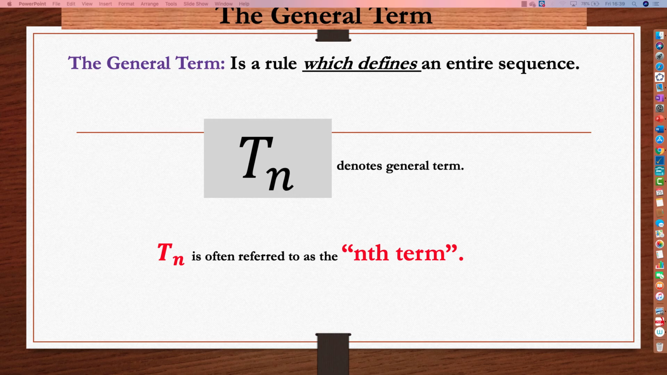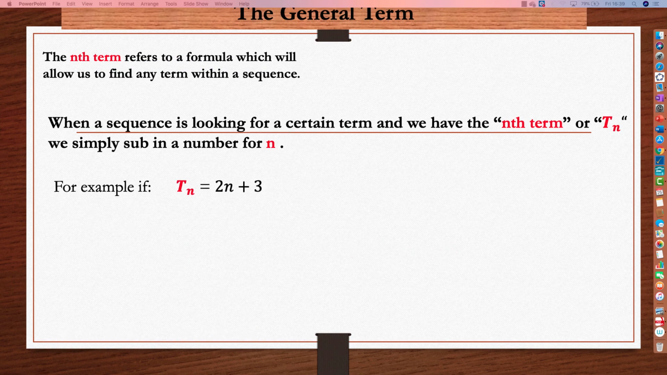2 plus 5n and 1 plus 5n. It's a rule which allows you to find the number pattern of any one in the sequence. Alright? So, for example, if you have Tn is equal to 2n plus 3, this is a general term, right? This is the general term. Tn is equal to 2n plus 3.